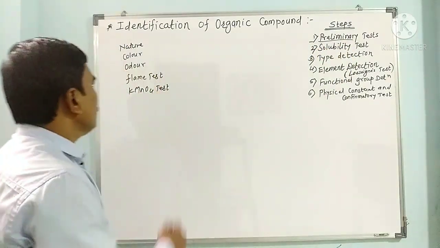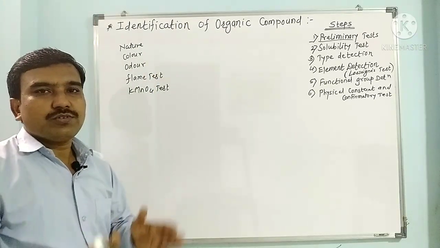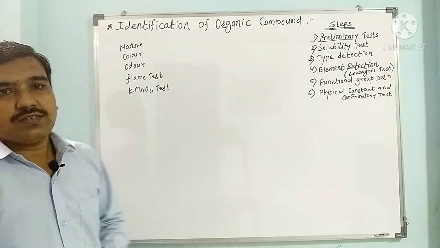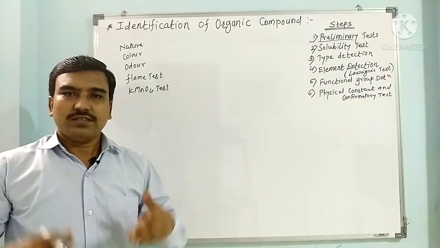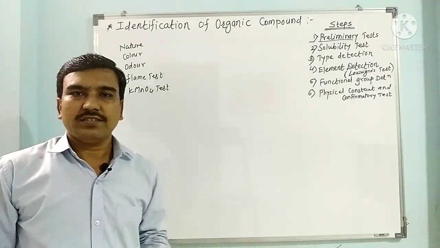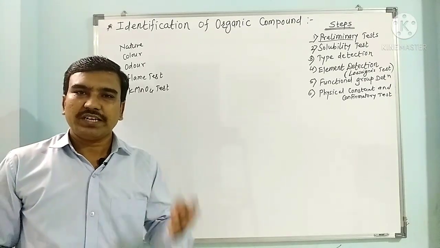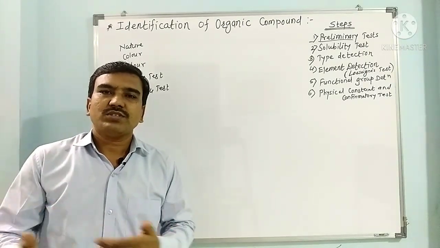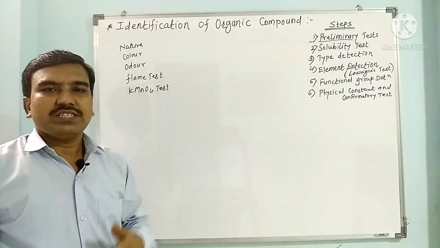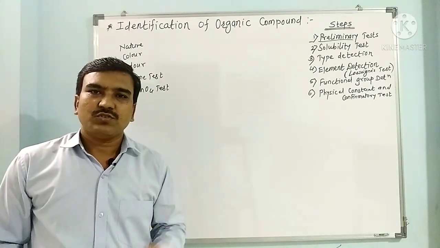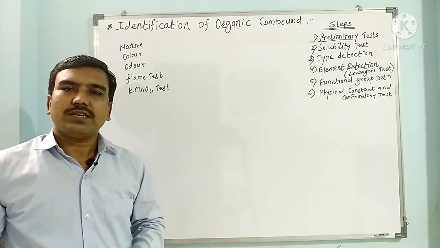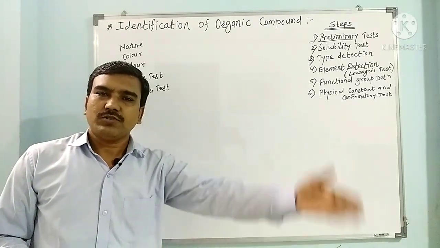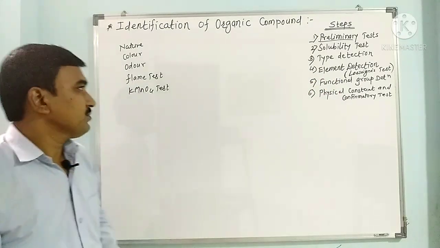Nature can be solid or liquid. Color of the organic compound can be white. Some of the organic liquids are colorless. Some of the compounds are blackish in nature. Some are yellow in color. Yellowish compounds may be nitrobenzene or amines. Blackish can be alpha naphthol. So depending on the color, we can have different names of the organic compounds.